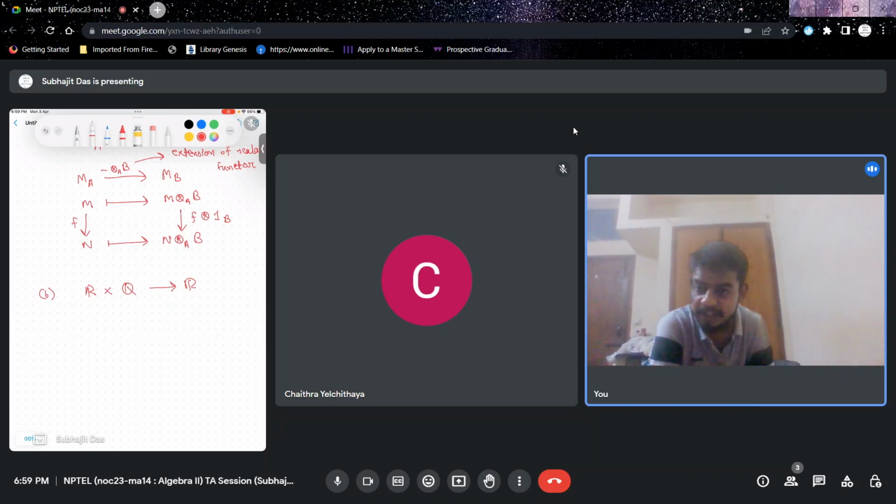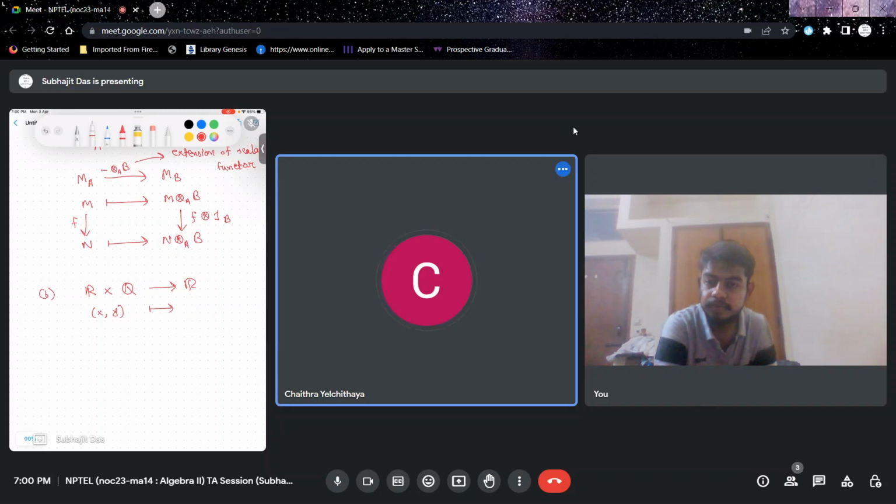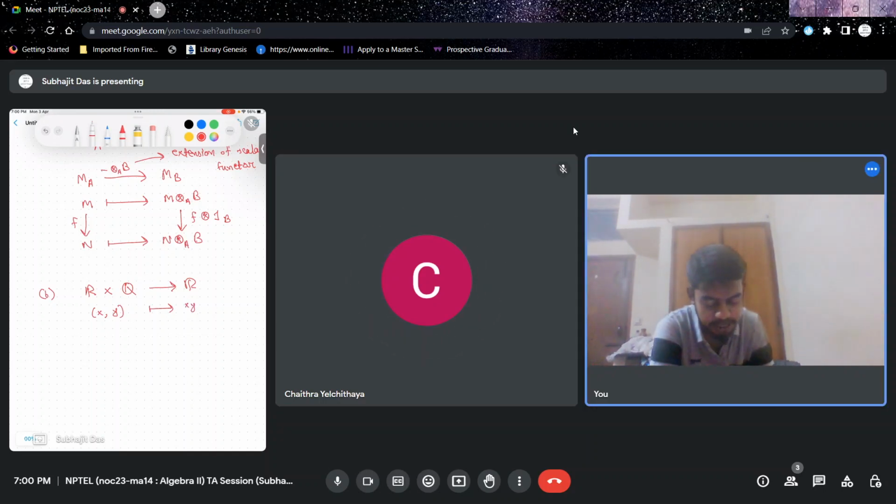So we need to first of all define a bilinear map from R cross Q to R. So we take an element x comma y, let's say y is a rational number, very bad notation, but okay. So where should we send this pair to? What do you think? Where should we send this pair to? Yes, x into y, obvious, x times y.